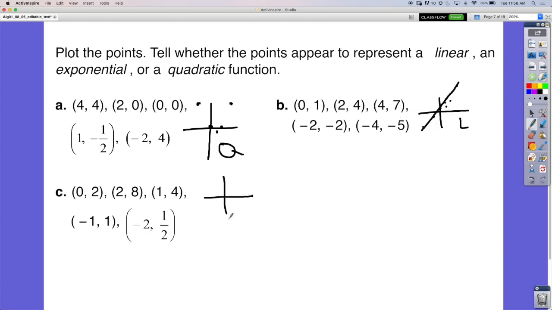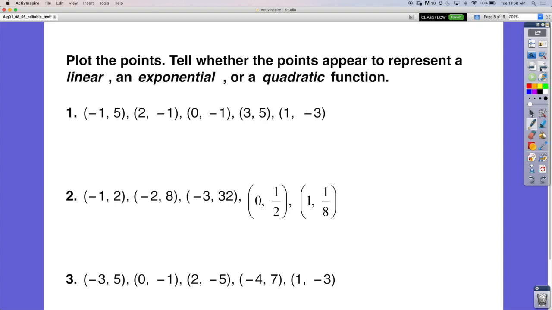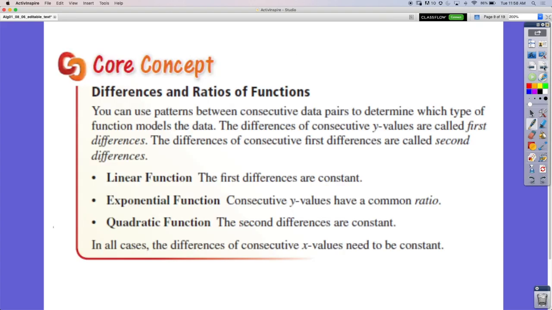Then we're going to plot these: 0, 2, 0, 2, 2, 8, 1, 4, negative 1, 1, negative 2, a half. Oh, you see a curving, so this one is exponential. Good. Moving ahead, these are more problems. Here are the differences between them.